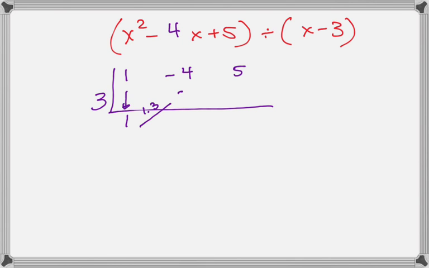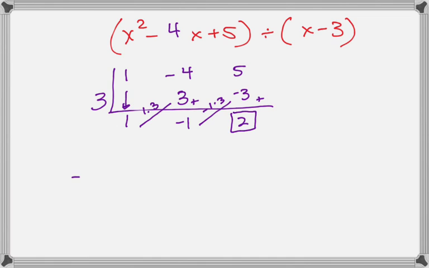One times 3 is 3. We agree on that. Then we add, and we get a negative 1. Beautiful. Then we use our -1, multiply that by 3, we get -3. And 5 minus 3 is 2, and we are done with our synthetic division. We have a remainder of 2.